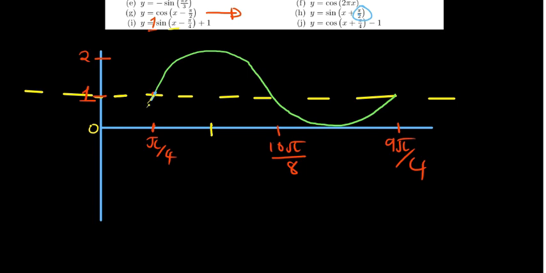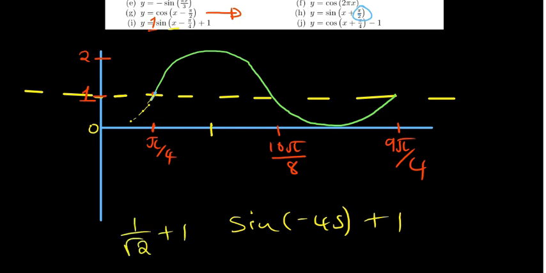And then the graph may continue this side. So as we saw, we're going to have sine negative 45, which is going to be a negative value because we are in the fourth quadrant. And then sine negative 45 plus a 1. Yeah, so 1 over root of 2 plus a 1. So that tells us it's slightly above 1, is it?